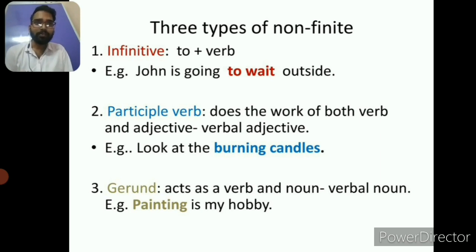Now gerund. Gerund acts as a verb and noun. The main difference between participle and gerund is that participle works as a verb and sometimes acts as an adjective, whereas gerund also works as a verb, but sometimes it plays the role of a noun, and that's why we call it a verbal noun. See the example. Painting is my hobby. I hope you understand this.